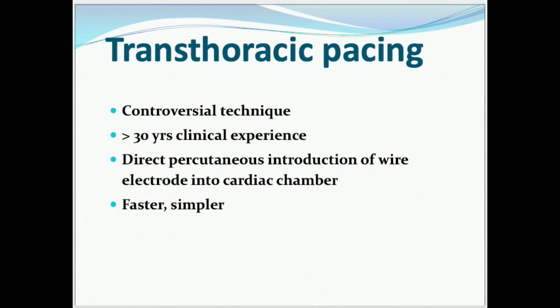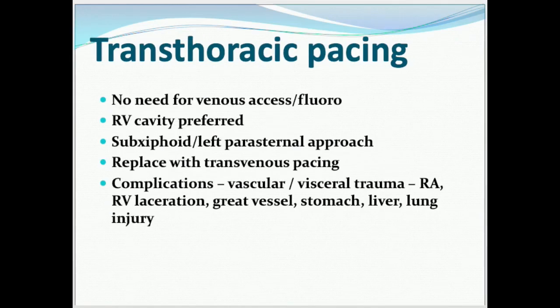Next we have transthoracic pacing. It is one of the controversial techniques. With more than 30 years of clinical experience, it can be performed by direct percutaneous introduction of a wire electrode into the cardiac chamber. It is a faster and simpler technique. One of the advantages of transthoracic pacing is no need for venous access or fluoroscopy.